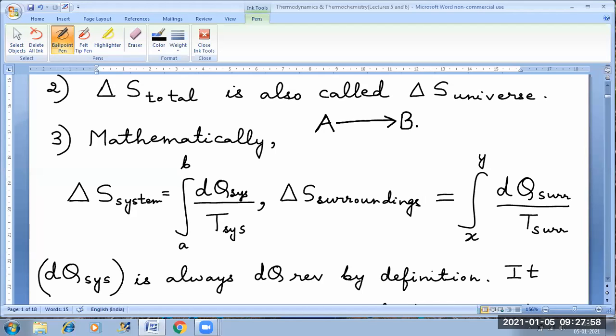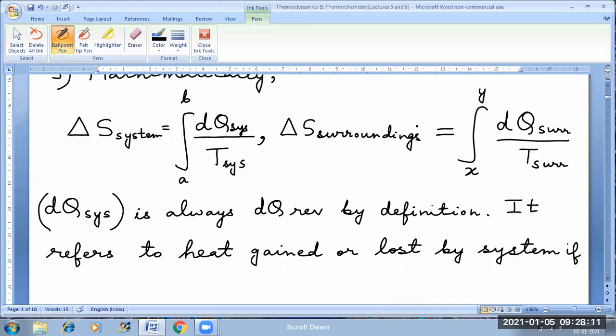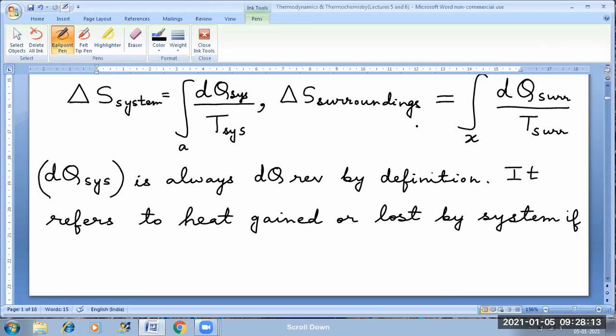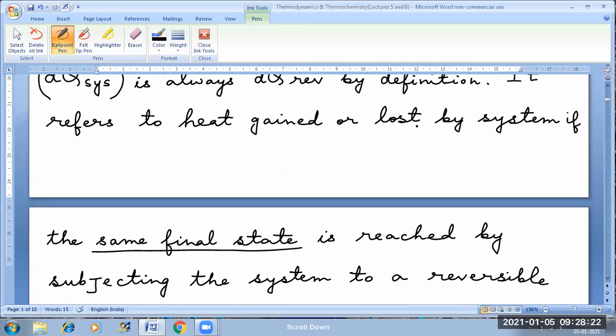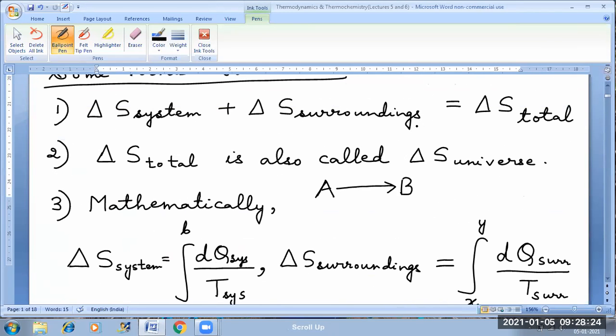That value of dq system is always taken for calculation, which is possible only and only when there is a reversible path between state A and state B. So this is what you have to keep in mind. So I have mentioned that here. dq system refers to the heat gained or lost by a system if the same final state, what is the final state? That means B. B is my final state and A is my initial state.